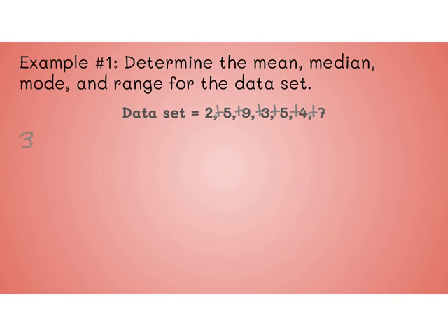When we add them all up, we get 35 as our data value. Now we need to count how many there actually were in order to see what we're going to be dividing by. There are 1, 2, 3, 4, 5, 6, 7 data values in our data set. So when we do 35 divided by 7, we get 5.